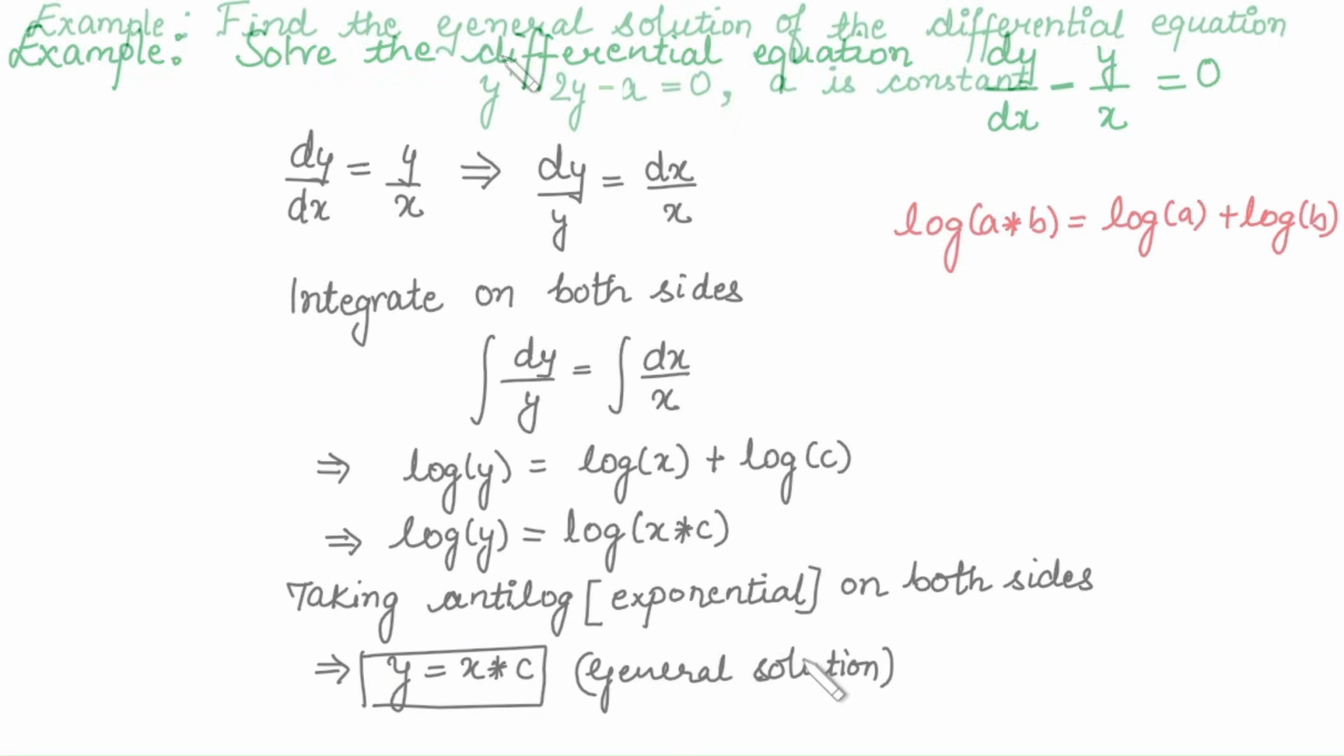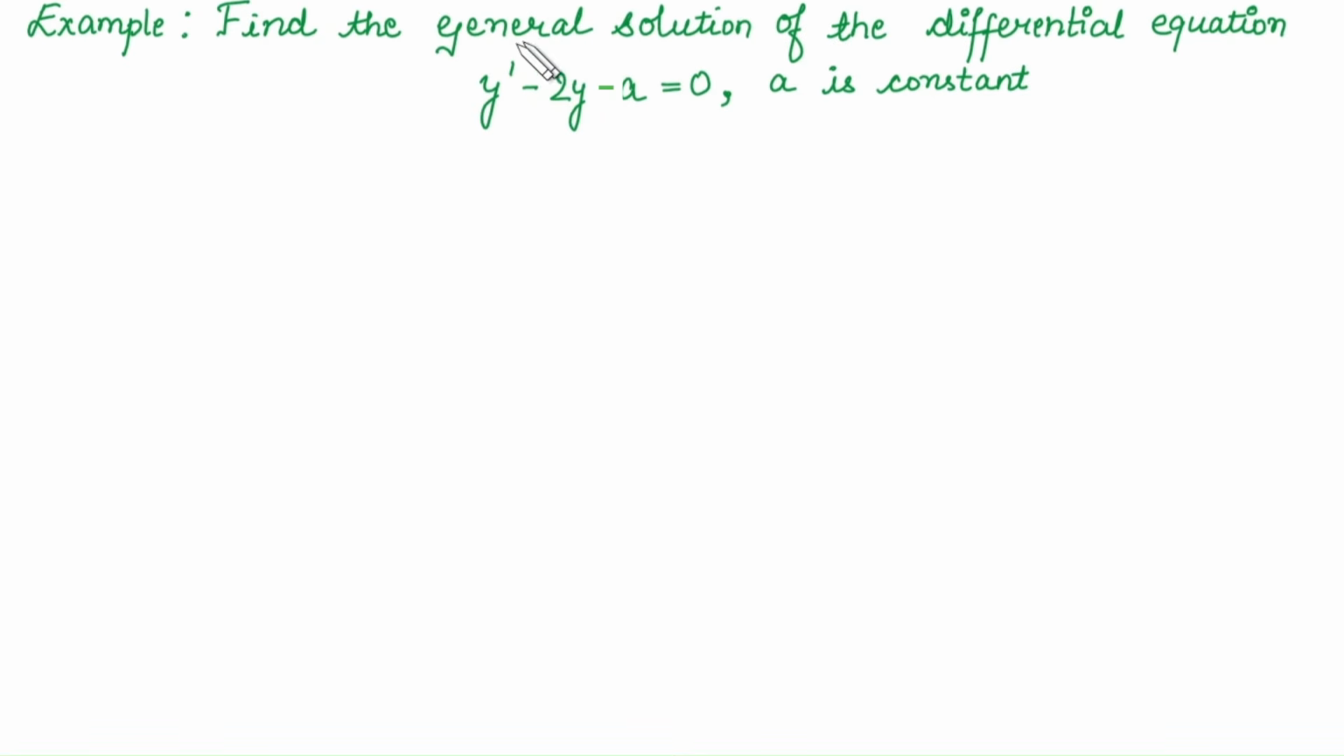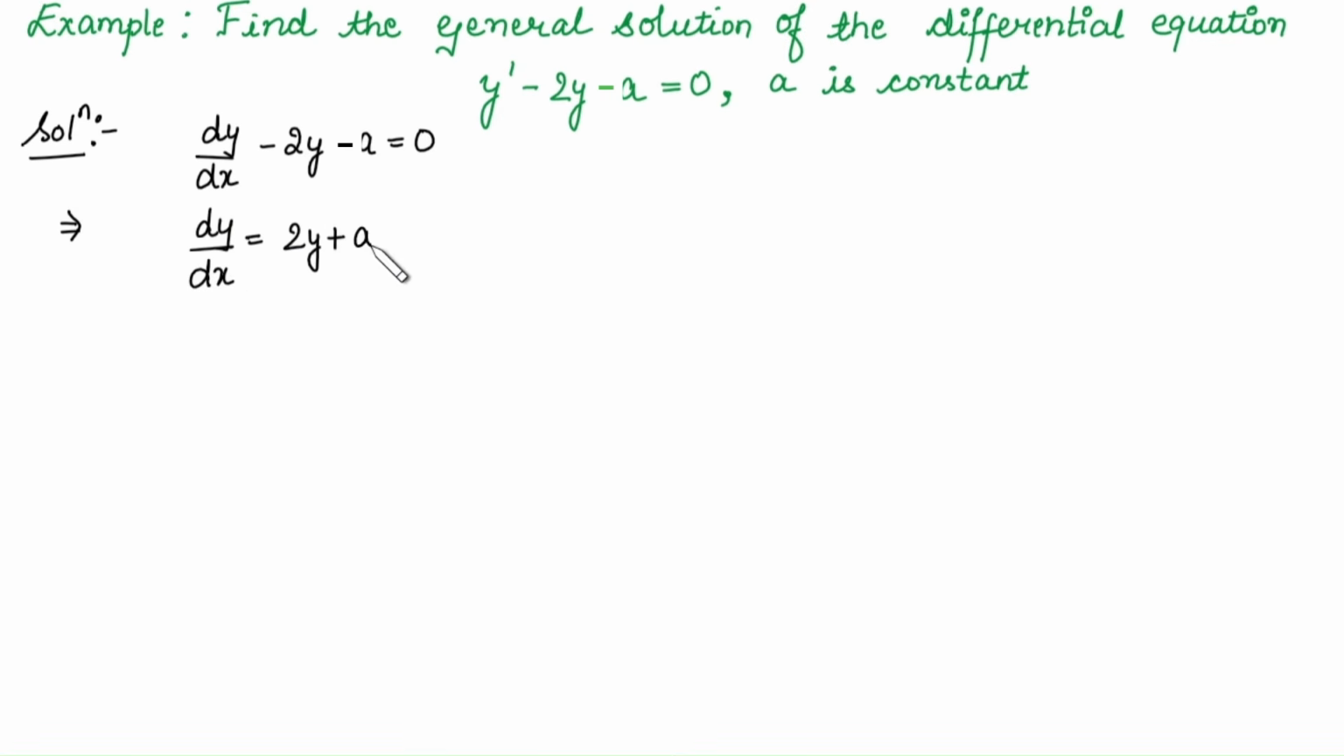Taking one more example, find the general solution of this differential equation, where a is a constant. So we need to find the solution of this differential equation. The very first step is we need to write the dy by dx form. So we can write it as dy by dx minus 2y minus a is equal to 0. Then rearrange the terms. Write it in this form: dy by dx is equal to 2y plus a.